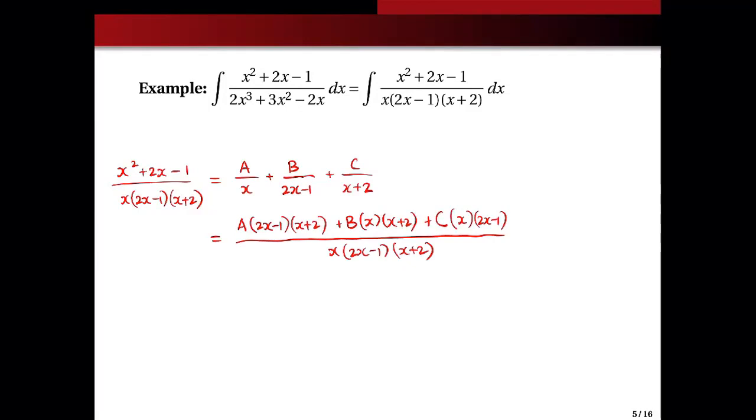So what happened? Since these denominators here are all distinct, all you need to do with the corresponding numerator is multiply the other denominators. So you have A, this is over x, so you multiply the other denominators. That's why you have this. You have B here, the denominator is 2x minus 1. You multiply x and x plus 2. That's why you have this. Same goes with the C.